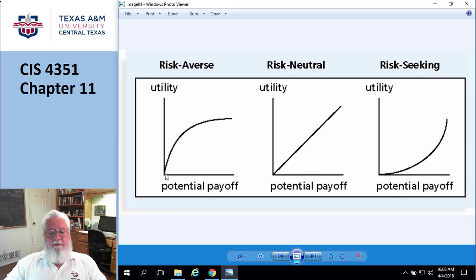Risk-averse people tend to say, I don't really want to do that. And so their payoff is generally what the potential payoff is in utility. Risk neutral people, obviously it's about the same. And risk seeking people, they like lots of risk, but anyway, the idea is risk averse versus risk seeking.